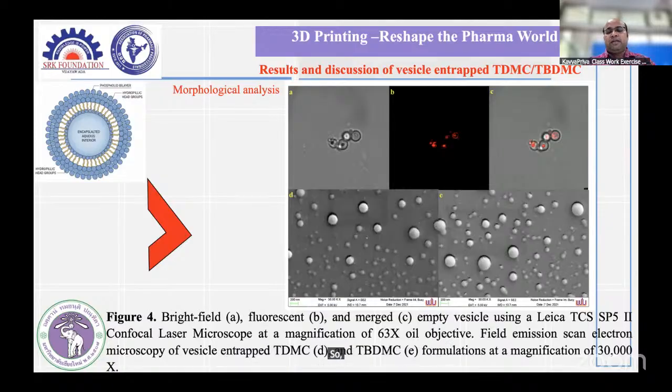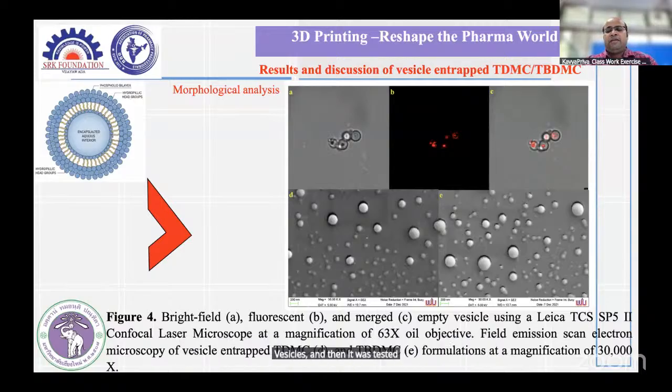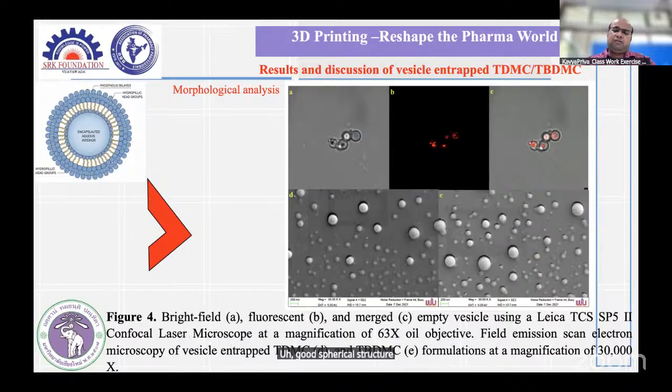Confocal microscopy is a bit different process than FESEM. For confocal microscopy, a dye was labeled within the vesicles and then it was tested. While in FESEM, the vesicles were processed through a series of steps where crystal violet was used to treat them, and then after that, gold coating was done, and we found a good spherical structure of vesicles.